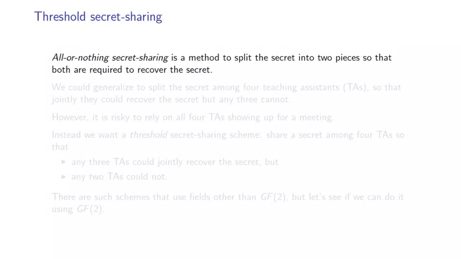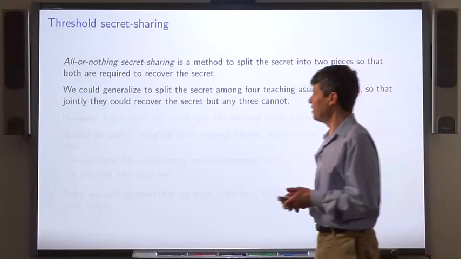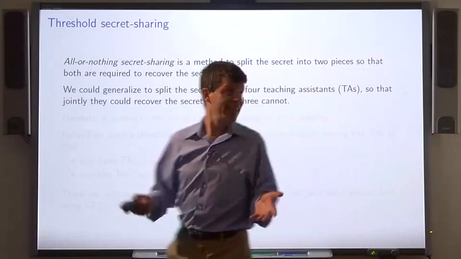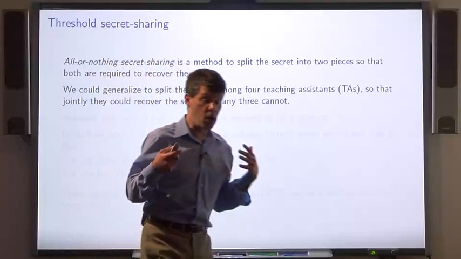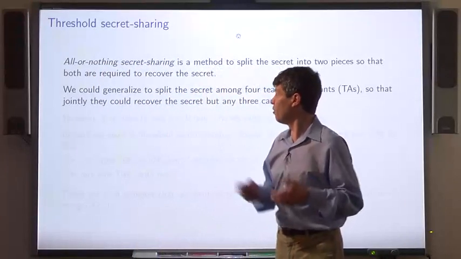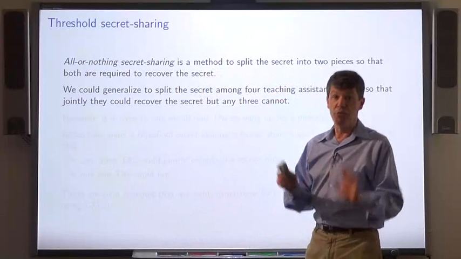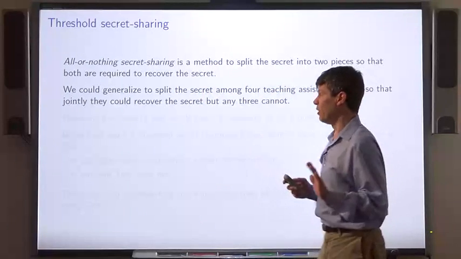Recall all or nothing secret sharing. It's a method to split a secret into two parts so that both parts are required to reconstruct the secret. So we could generalize this to split the secret among, say, 4 teaching assistants, TAs, so that only together they could all recover the secret. But any 3 of them would know nothing about the secret.